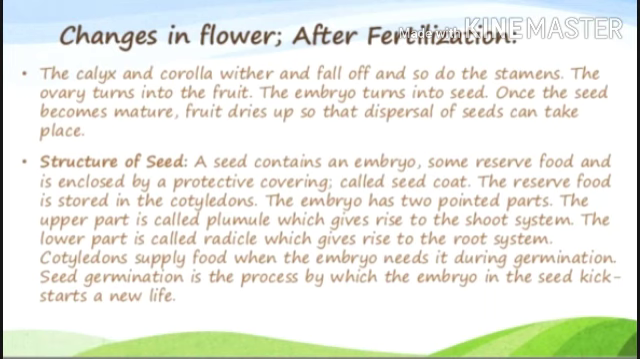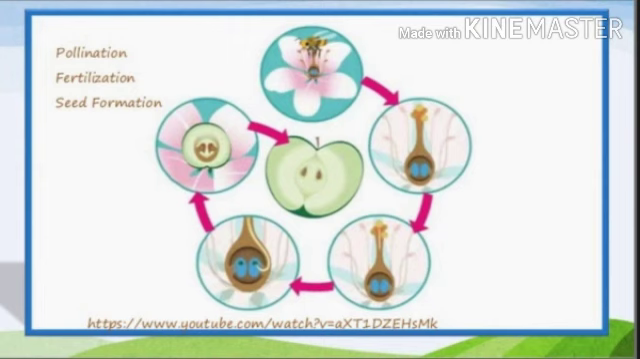Okay. So you have to remember, ovary will change into fruit and ovule becomes seed. So that is the structure. Okay. This included pollination, fertilization and seed formation. The rest part we will discuss in the next lecture.